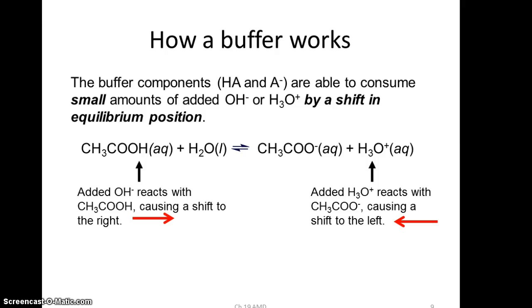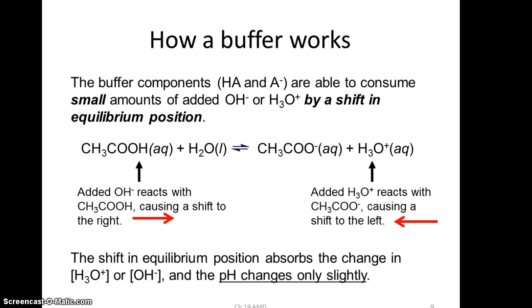So on the left here, if we add, say, NaOH, a strong base, it's going to react with the weak acid, and it's going to cause a shift to the right. So we're going to use up some of that acid here, and it's actually going to produce more of the CH3COO minus. Then on this side, if we add more H3O plus, it's going to react with the ion and cause a shift to the left. So basically, because it shifts and compensates, we don't have a large change in pH.